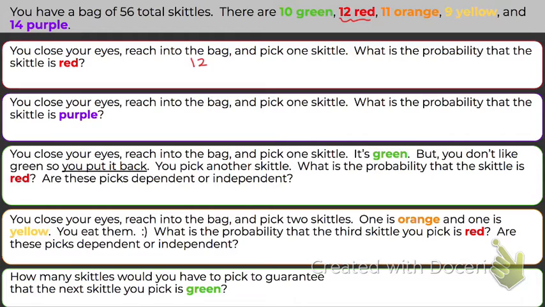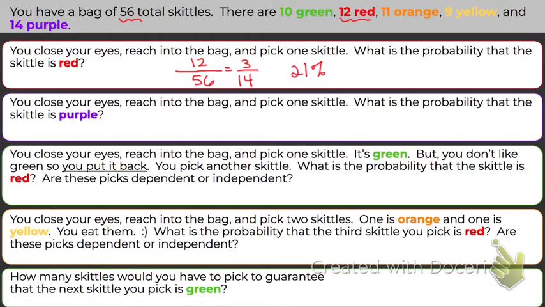In the denominator is the total number of possible outcomes. So in this case, there are 56 possible outcomes. So this is the probability of getting a red. Now I can simplify this fraction, or you can divide to turn it into a decimal and then a percent and say, well, that's about 21%.